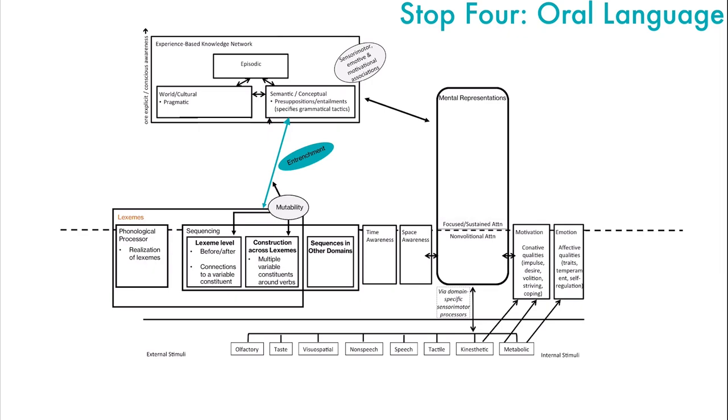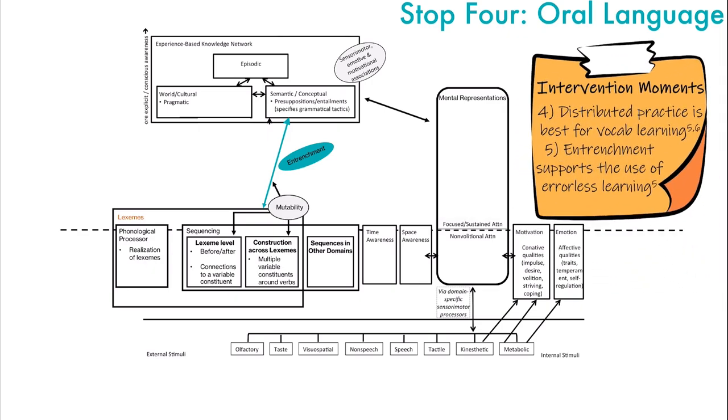This supports our fourth and fifth intervention moments. When teaching new vocabulary, words will become entrenched best when practice is spread out over time rather than massed all at once, and errorless learning should be encouraged, where supports are in place initially to ensure the child is always responding correctly, and then gradually fading the support as the child achieves mastery.